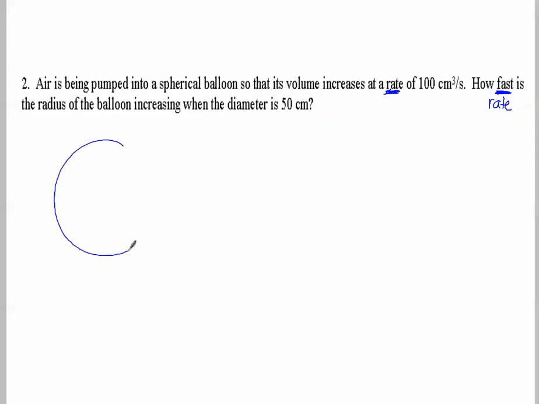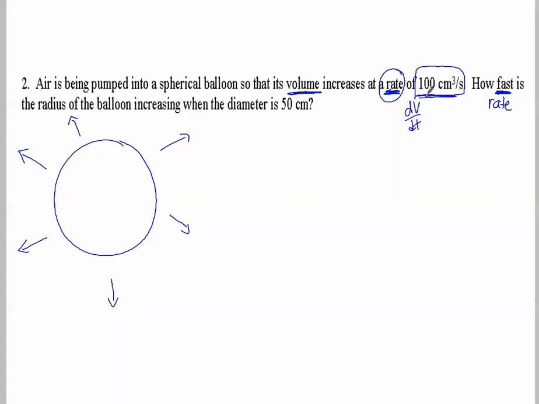Let's draw our picture. Now I don't draw the best pictures, so there's my balloon. We don't need a fancy picture, we just need a simple diagram. Air is being pumped into the balloon, its volume is increasing, so maybe I do something to remember that it's getting bigger. Okay, the volume's increasing. The volume increases at this rate. So volume increases at a rate. Rate is derivative. This is describing volume. So I'm thinking dV/dt over here when I see this.